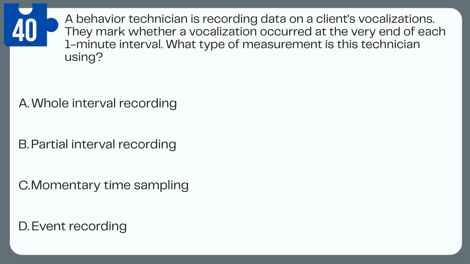Question 40. A behavior technician is recording data on a client's vocalizations. They mark whether a vocalization occurred at the very end of each 1-minute interval. What type of measurement is this technician using? A. Whole interval recording. B. Partial interval recording. C. Momentary time sampling. D. Event recording.